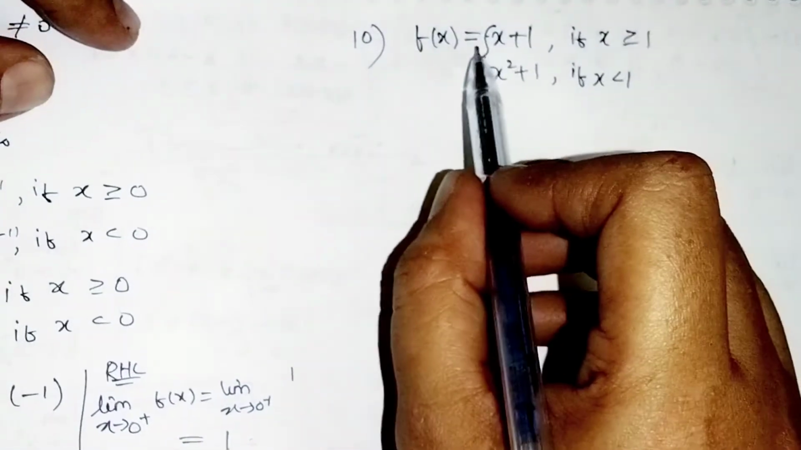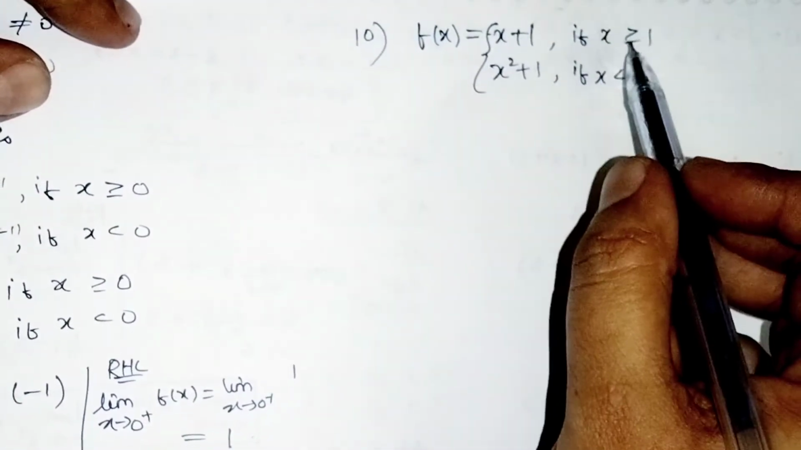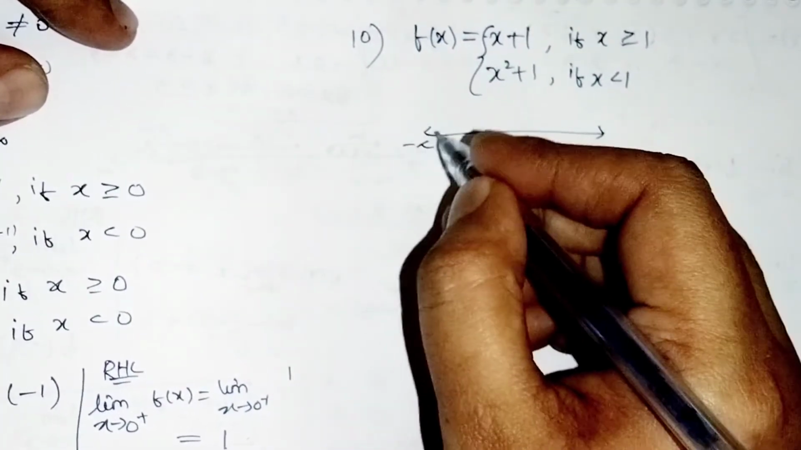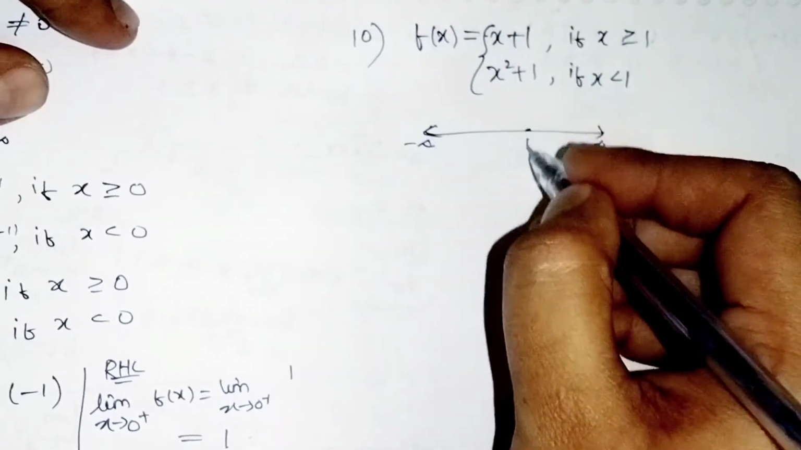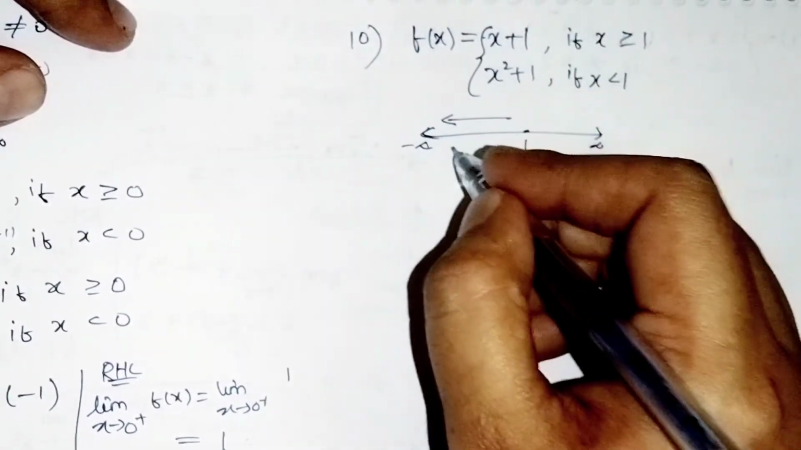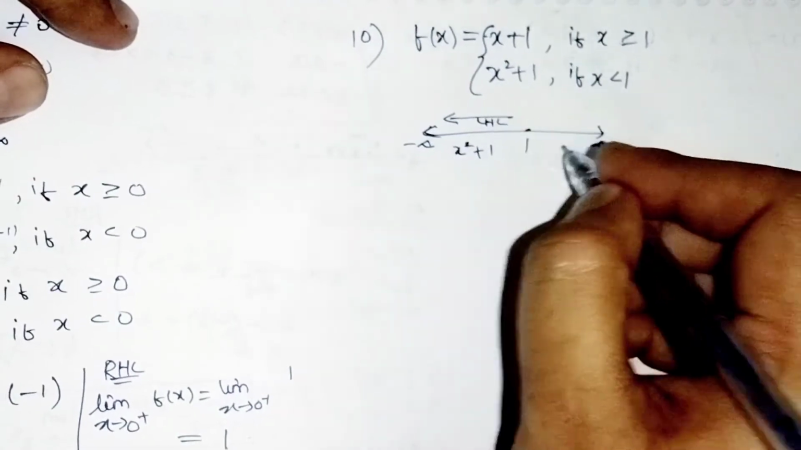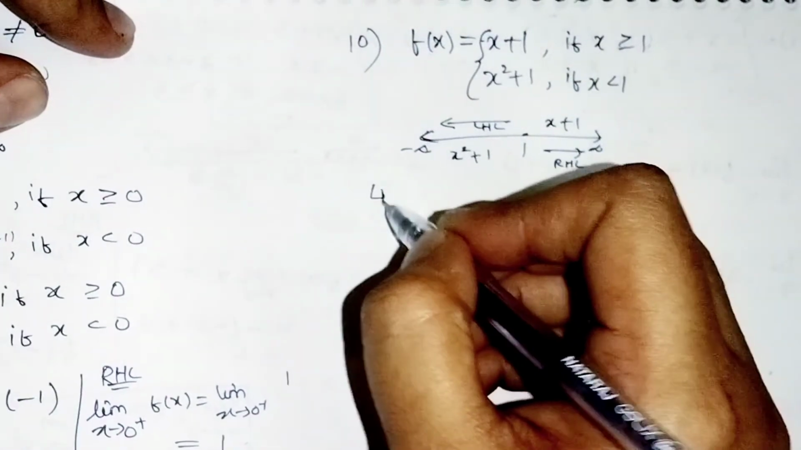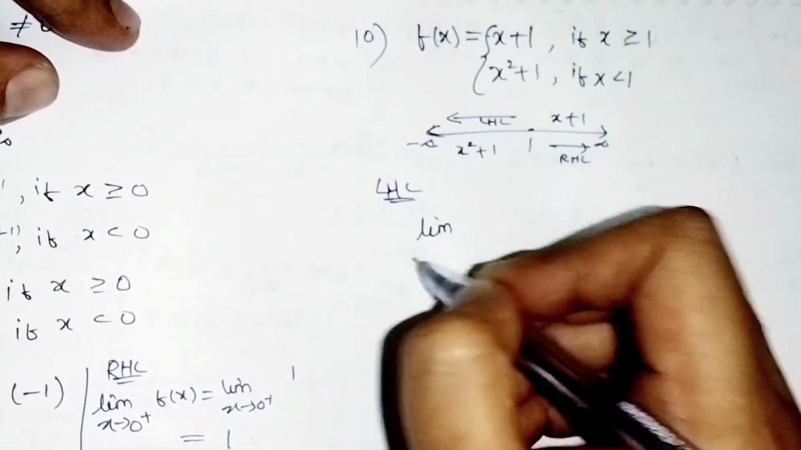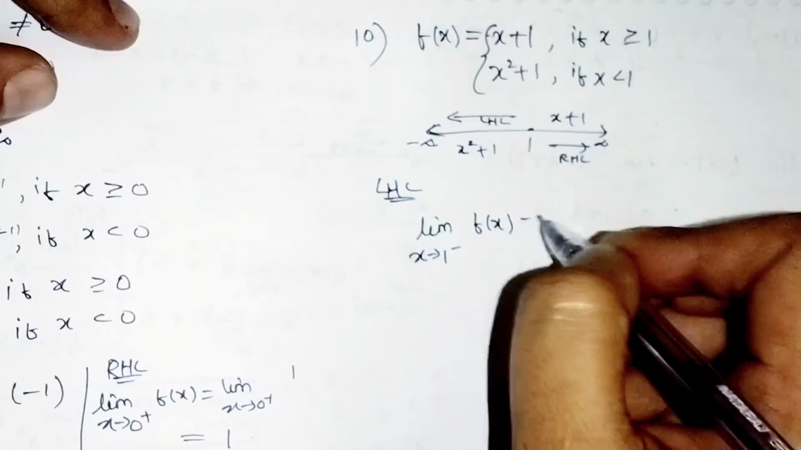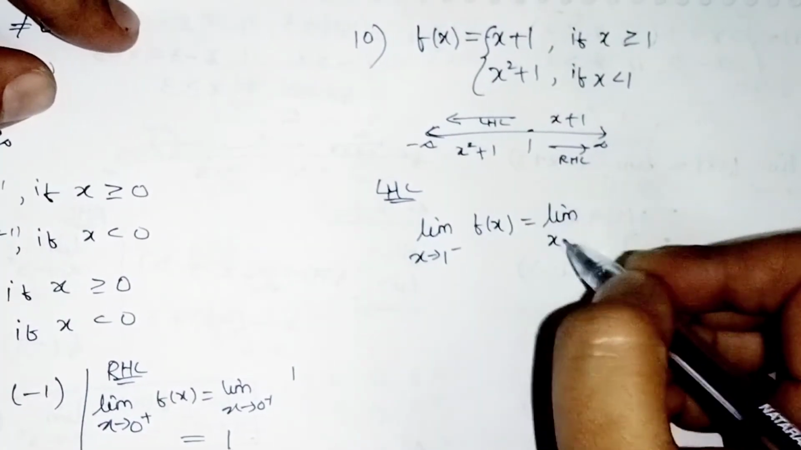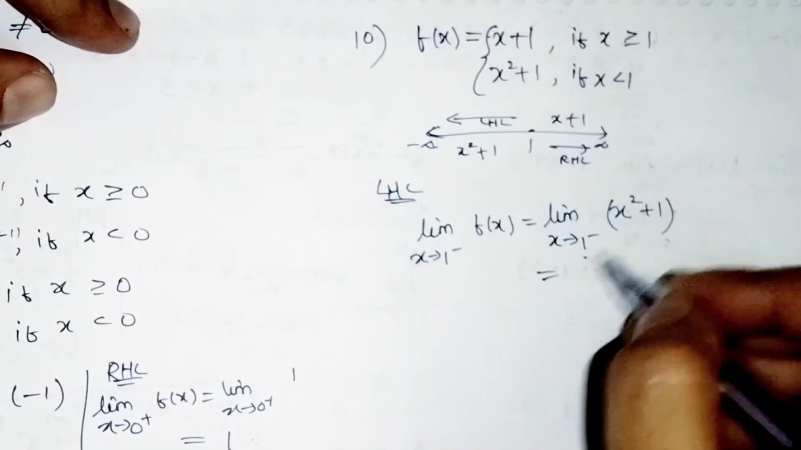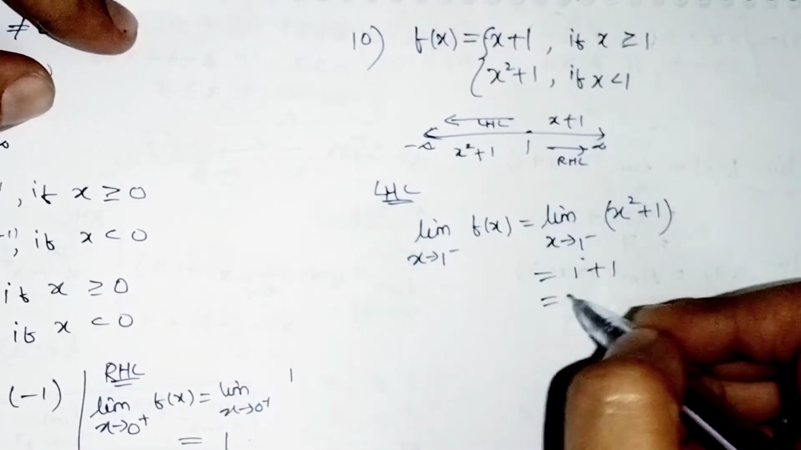Number 10, f of x equal to x plus 1, x square plus 1, when we have greater than or equal to 1. So 1 we need to represent on the number line. Minus infinity to plus infinity, 1. Less than 1, we have x square plus 1, the LHL. Greater than 1, the RHL, we have x plus 1. Okay, left hand limit, limit x tends to 1 power minus, we have the function x square plus 1. So limit x tends to 1 power minus x square plus 1. Let's substitute 1 value there. So 1 square is 1, 1 plus 1 it is 2.